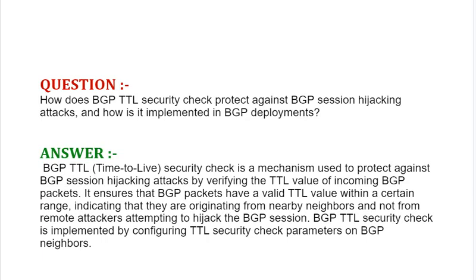It ensures that BGP packets have a valid TTL value within a certain range, indicating that they are originating from nearby neighbors and not from remote attackers attempting to hijack the BGP session. BGP TTL security check is implemented by configuring TTL security check parameters on BGP neighbors.